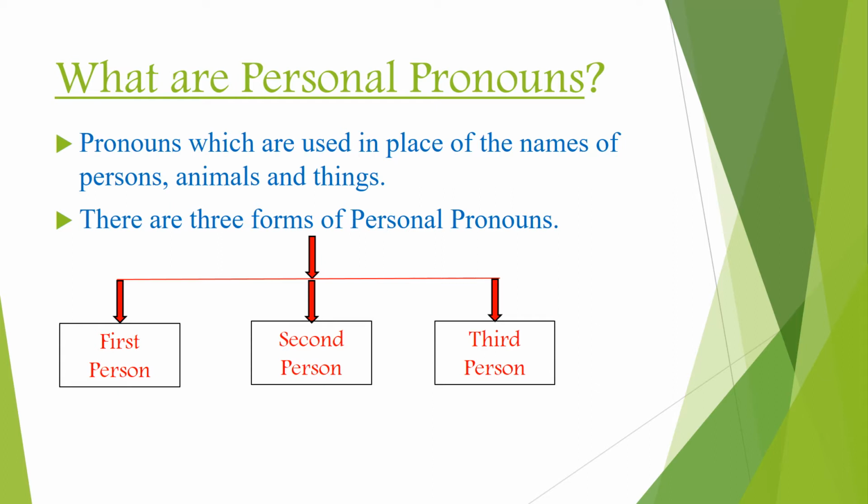In your grammar book, you are given a table of personal pronouns, and in that table they have mentioned the 3 forms of personal pronouns: the first person, the second person, and the third person.